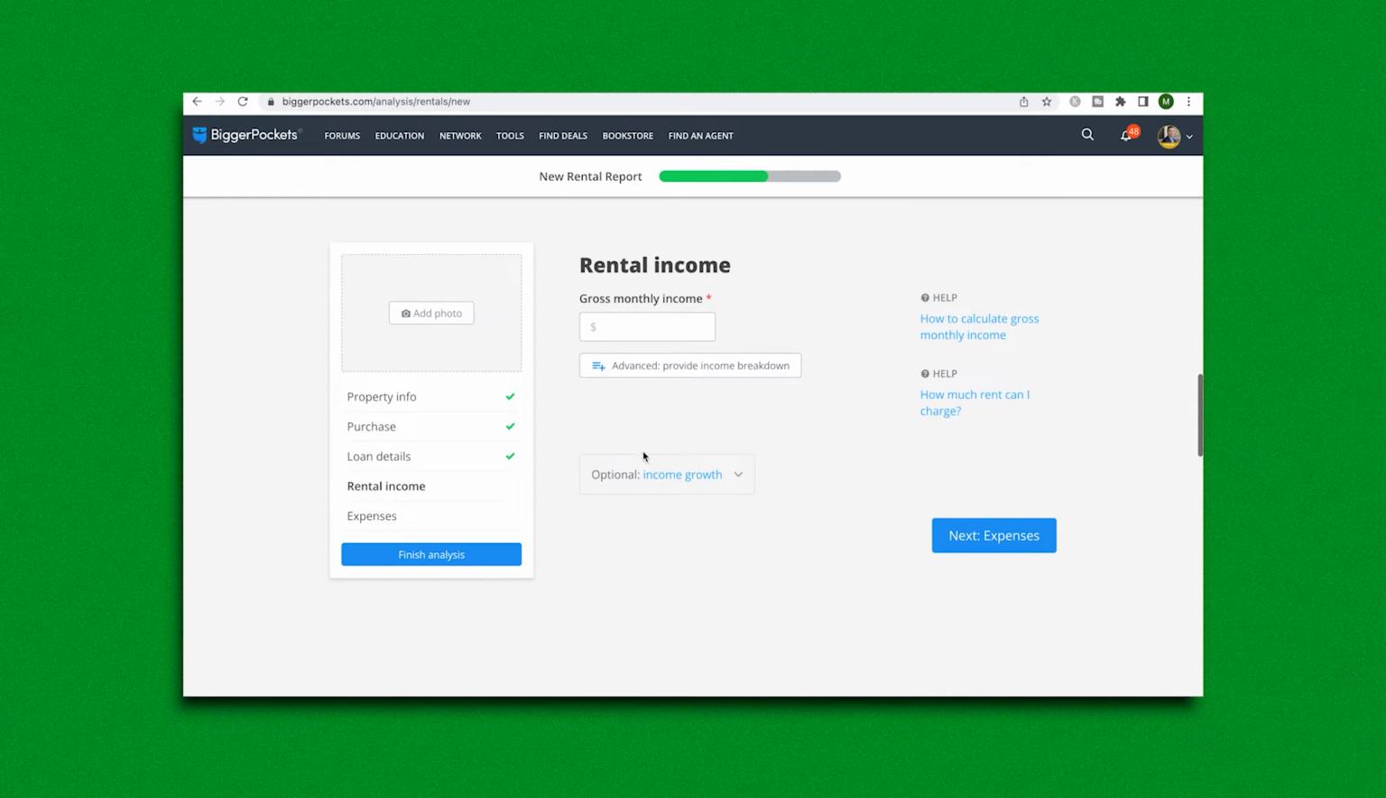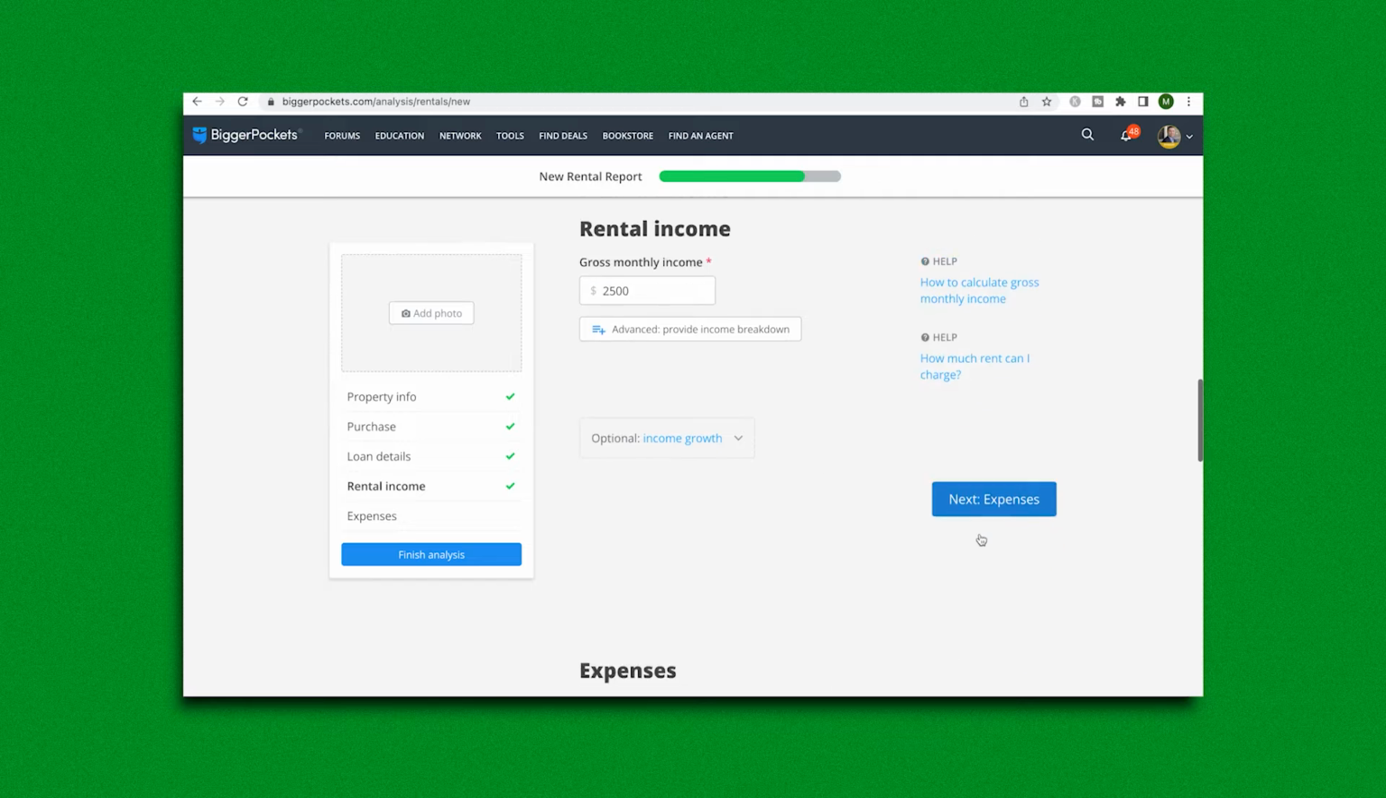All right, now we're going to look at income. How much income? What is the monthly rent? Let's just say it's $2,500 a month. And again, that's just based on the rental comps, or maybe it's already being rented and you can ask the listing agent how much it's being rented for.